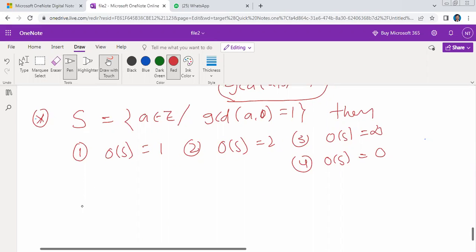So the second option: if a belongs to Z, Z is the integers. Already we discussed that the GCD of a comma 0 is equal to mod a.